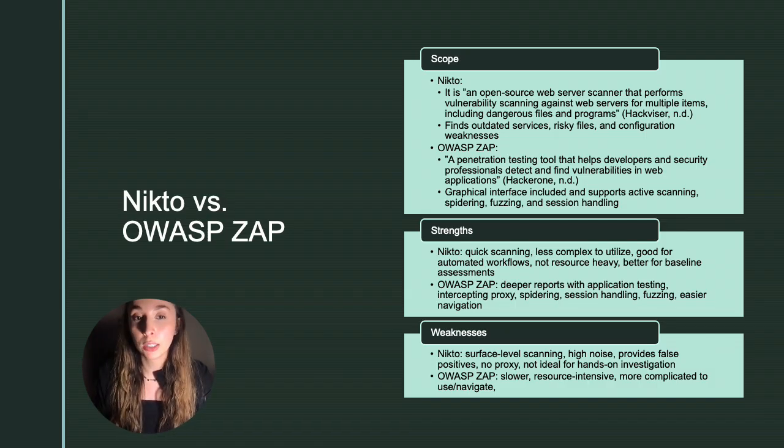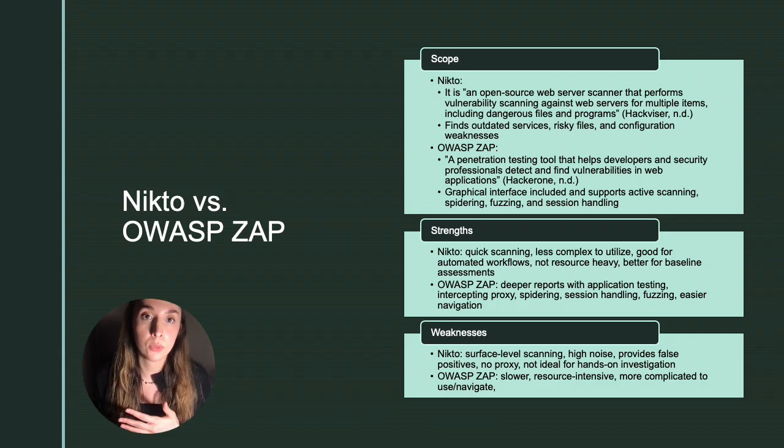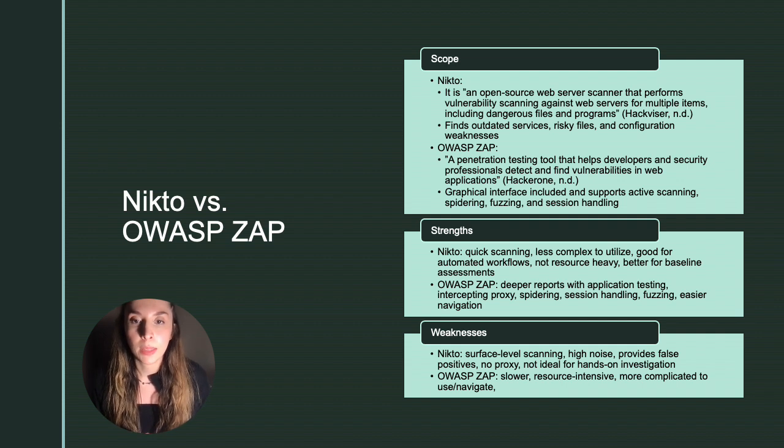Now for OWASP ZAP, it has deep application testing, so it goes beyond just basic server checks to find application layer issues. It's easier to navigate visually because it has a full-featured GUI. There's also the intercepting proxy, which helps with manual traffic inspection, and it's really good for XSS and CSRF testing. There's also spidering and active scan, session handling, fuzzing support, and a better verification workflow.